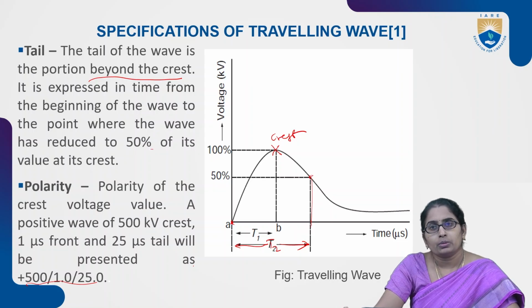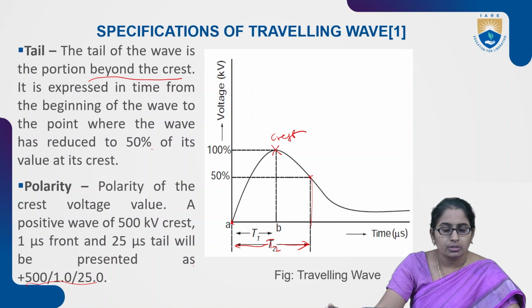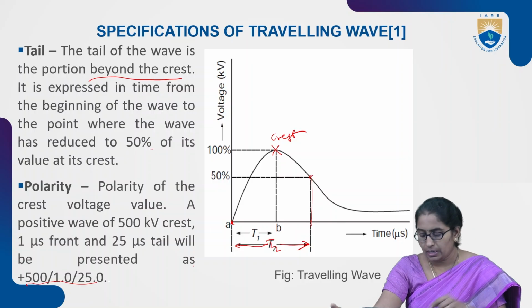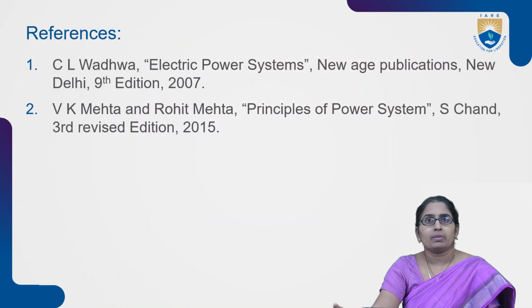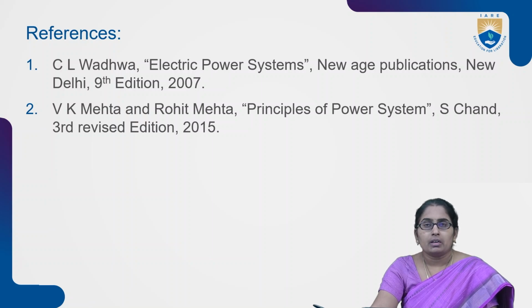So these are the specifications of the traveling wave, and these points are taken from the textbook Electrical Power System by Selvagam, US Publications. So this is all for this lecture.